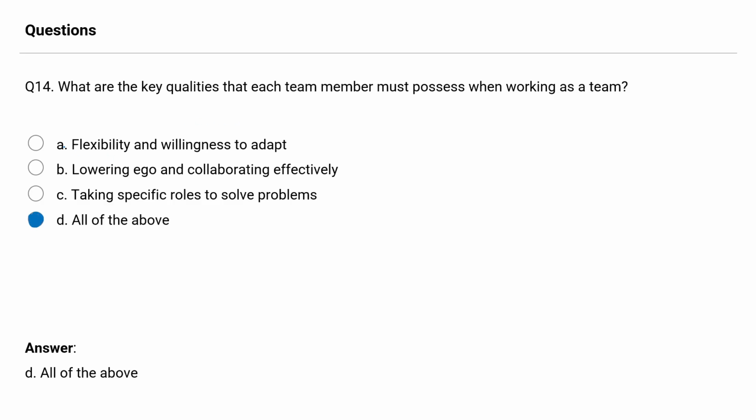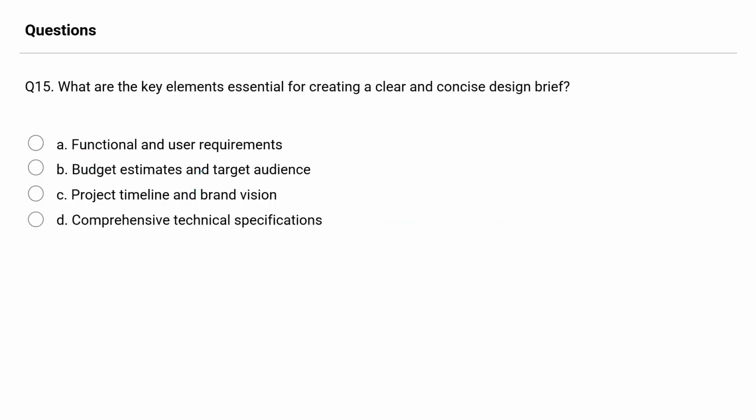You need to be flexible and willing to adapt. You need to collaborate effectively without your ego coming in between. You may adopt specific roles to solve a problem. For example, you can wear a hat of HR, the other person wears a hat of marketing, the other takes care of the finance. So, as a three-member team, you can take different roles to solve a problem, and obviously, all of these make sense.